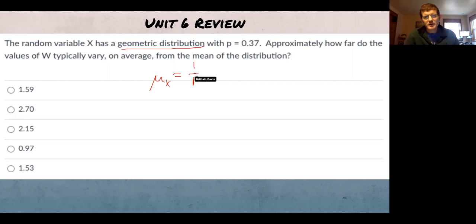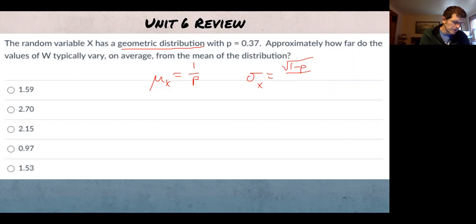Remember, geometric distributions are ones. What's the probability of this particular trial being the first success? So the average point that you're going to get your first success is 1 over p. And the standard deviation in this case is going to be the square root of 1 minus p over p. Geometric does not come up very often, but when it does, you have to be aware of it.